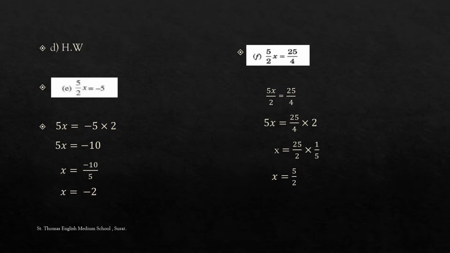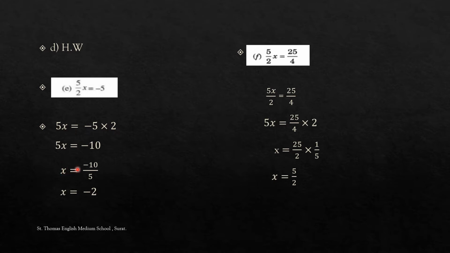Question number D, homework. Question number E: 5 by 2x is equal to minus 5. You have to write the question once again. Now 5x is equal to, this is division. If it goes here, it becomes multiplication. So always you have to write the RHS first. So here minus 5 multiplied by 2. 5 2s are 10. Minus into plus is minus. So 5x is equal to minus 10.